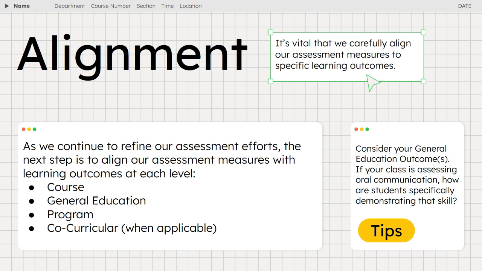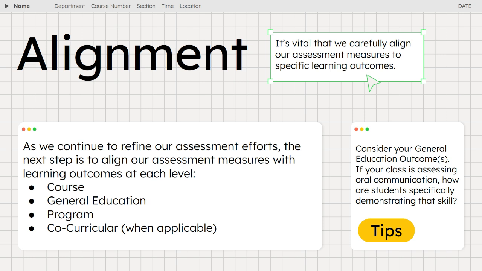Now, in our tips section, it does read, consider your general education outcomes. If your class is assessing oral communication, how are students specifically demonstrating that skill? That's that question of alignment, right? If we're looking at your gen ed outcomes that are embedded in this course outside of just your course learning outcomes, and let's say that you are not a gen ed class, but you still have those gen ed outcomes, and let's say one of them is oral communication, maybe the only gen ed outcome is oral communication.